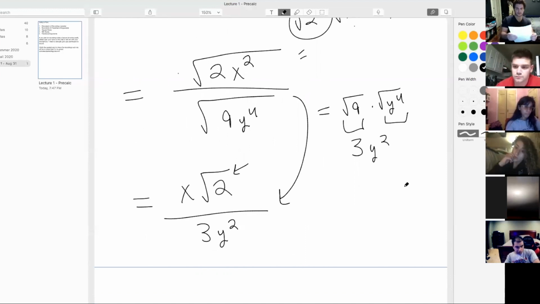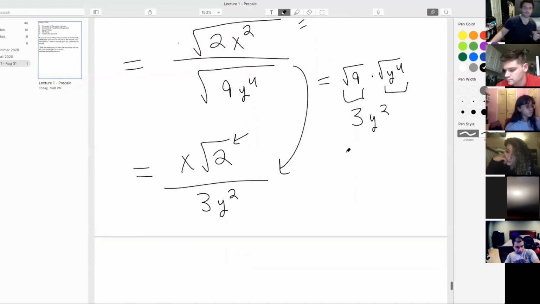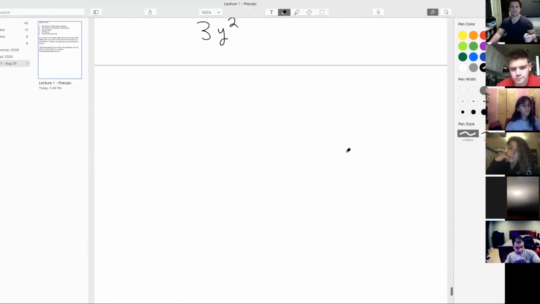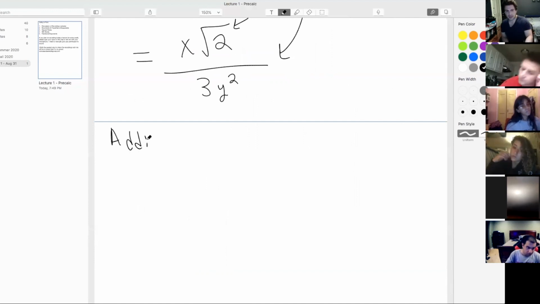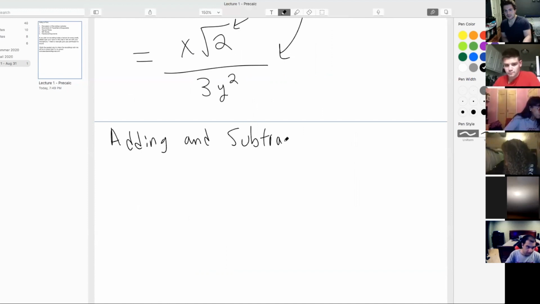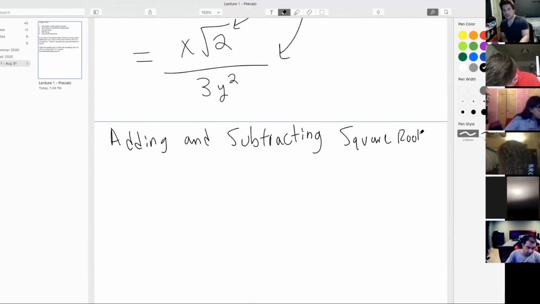All right, so we're almost done here. I'm going to try and finish up early tonight. Next, we're just going to want to do some adding and subtracting of square roots. So let's get that. Adding and subtracting square roots.